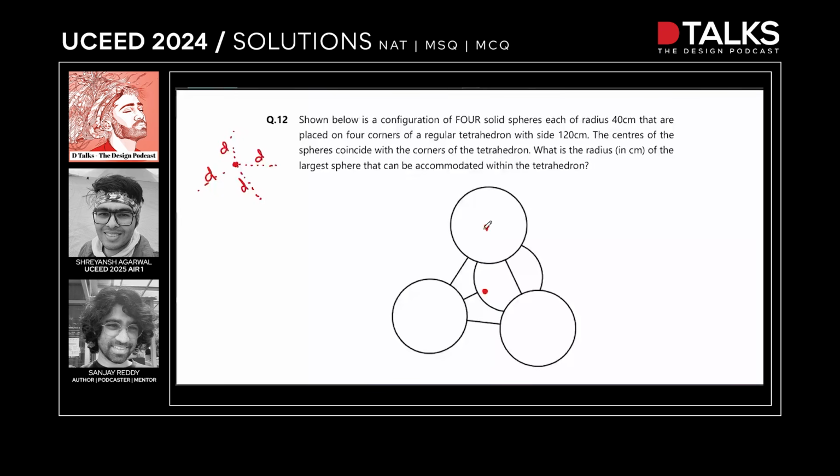So this is the center of the sphere, right? And you know that the side of the tetrahedron is 120 degrees. Sorry, not degrees, 120 centimeters. And this is d, give or take. So the angle that this makes is 119 degrees and 28 minutes.